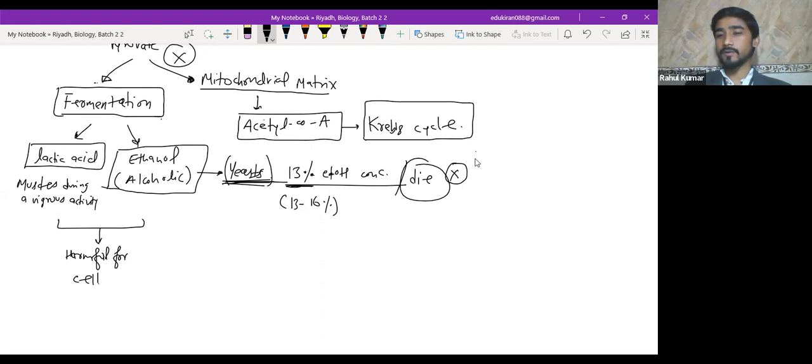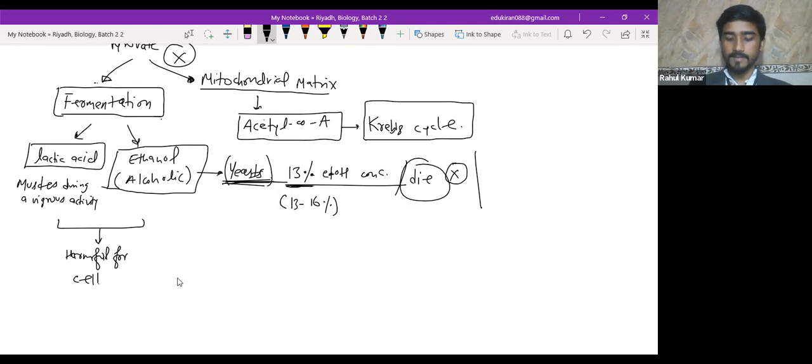Let me first go a little bit into the chapter. But if I could not answer it today, then it's your assignment for tomorrow. You have to answer it before I start the class tomorrow. So write down this: how can we make concentrated alcoholic beverages beyond the threshold of yeasts, which is like 13 to 16%? Written?